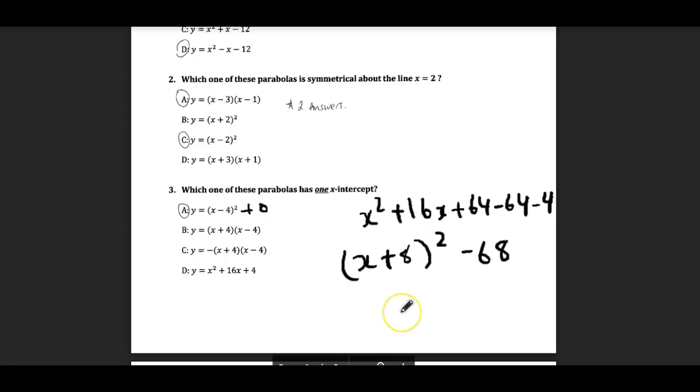Just before I move on, if you're sitting there thinking, how do I know there's two x-intercepts here? We have a positive parabola that's been shifted down 68.